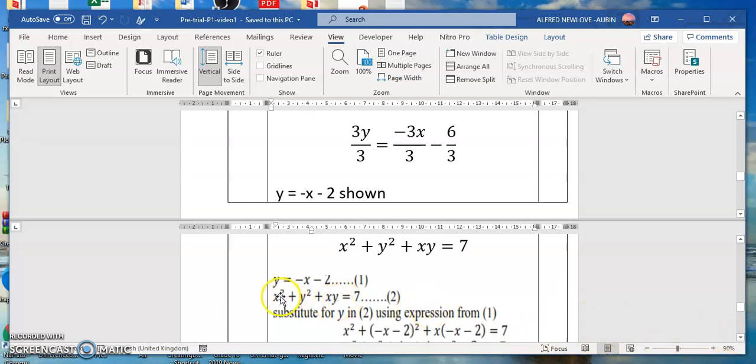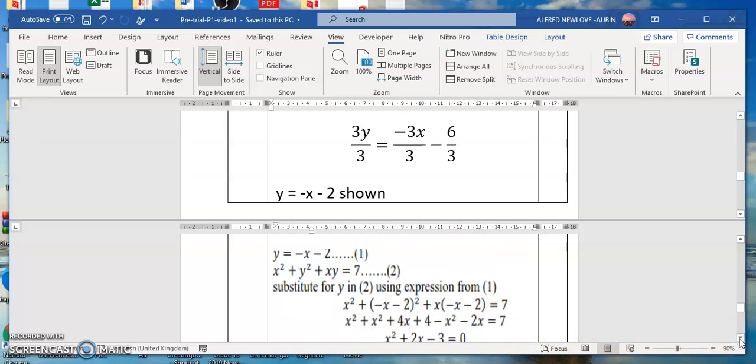So, x squared is this. This is the plus. Instead of writing y, I'm going to write what? Minus x minus 2, because y is equal to minus x minus 2. But it's y squared, so all squared. The whole of this is y squared. Plus x. Instead of writing y, what am I supposed to write? Minus x minus 2, because y is equal to this. Equals 7.